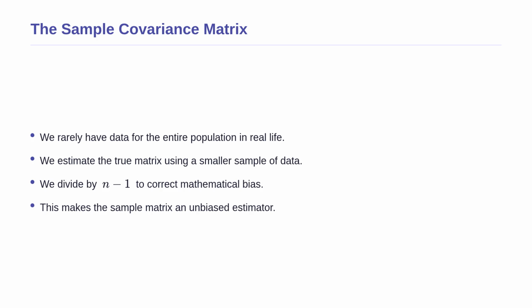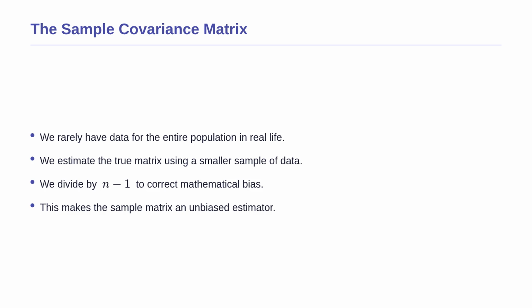While the population formula is elegant, it brings us to a practical problem. In real life, we almost never have data for the entire population, so we cannot calculate the exact population matrix. Instead, we take a smaller group, called a sample, and estimate the matrix using our sample data. This estimated grid is called the sample covariance matrix.